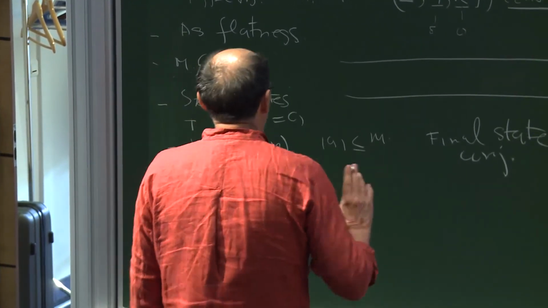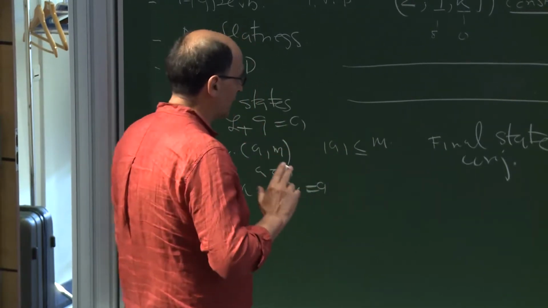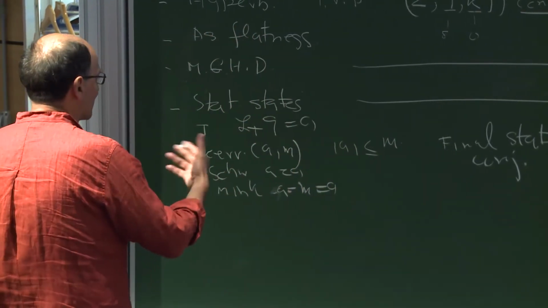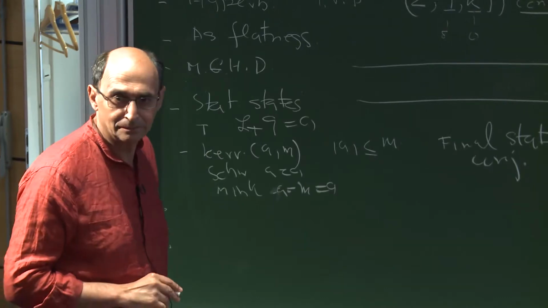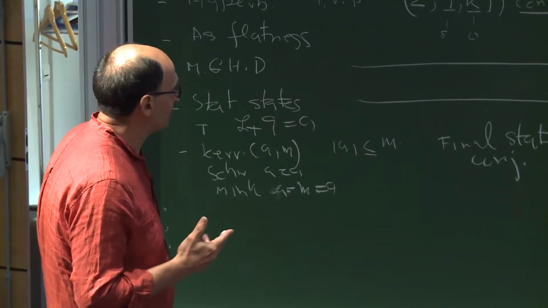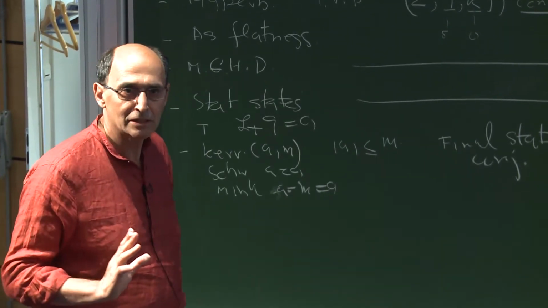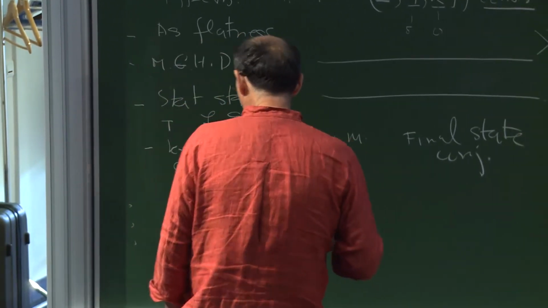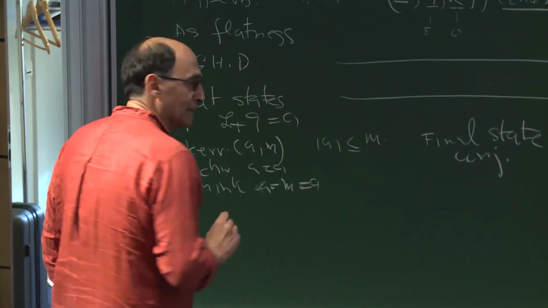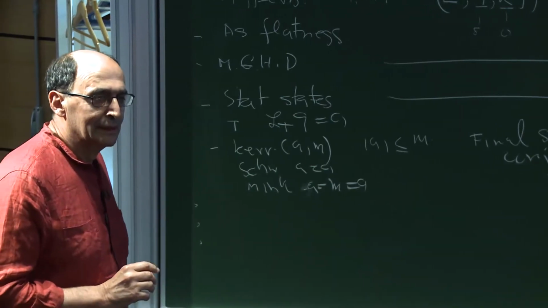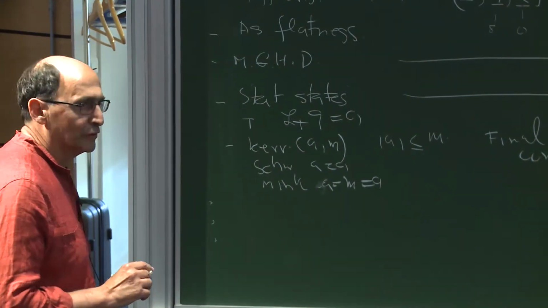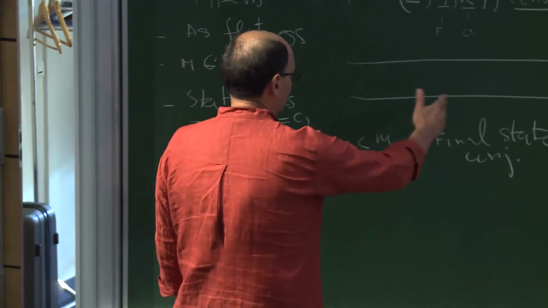But I'm interpreting this final state conjecture in the sense that essentially things are stable, because otherwise, from a physical point of view, it doesn't make any sense. Can I ask a question? Yes. That doesn't allow merger of... Yeah, it does allow merger also. So this will be part of the final state conjecture.